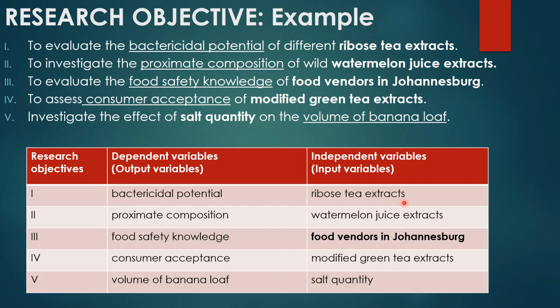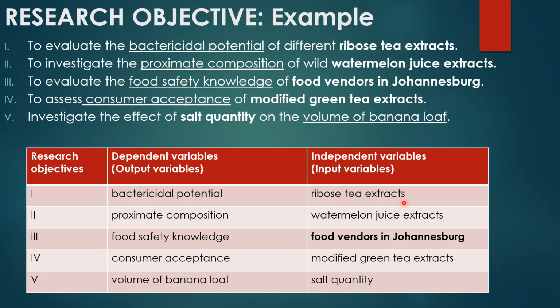So it means I must go into my survey with green tea extract that I've prepared. So it automatically becomes my independent variable. After you give the people the extract to taste, then they are going to mark how much they like each of the extracts. Then at the end of the day, I'll take that data to calculate my consumer acceptance. So therefore, consumer acceptance is something that I'm going to calculate at the end of my survey or my experiment. So it automatically becomes the dependent variable.